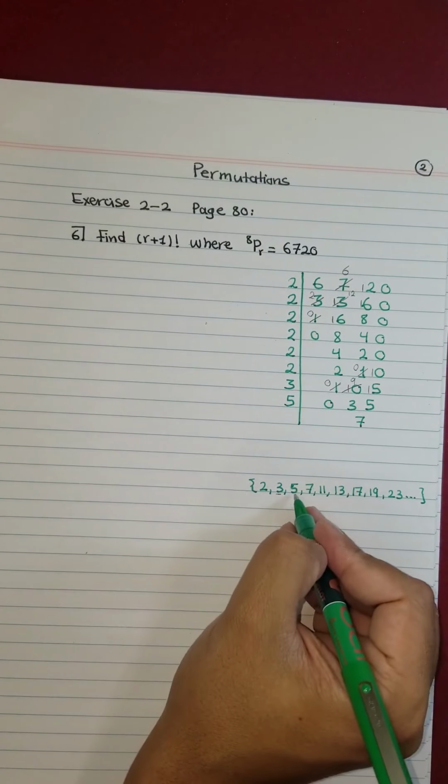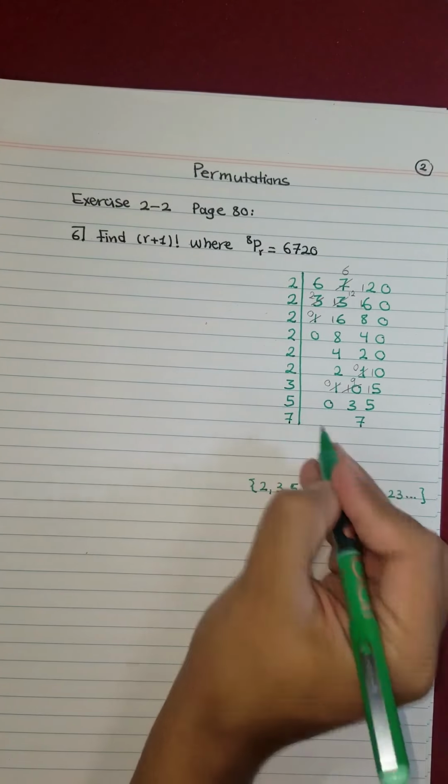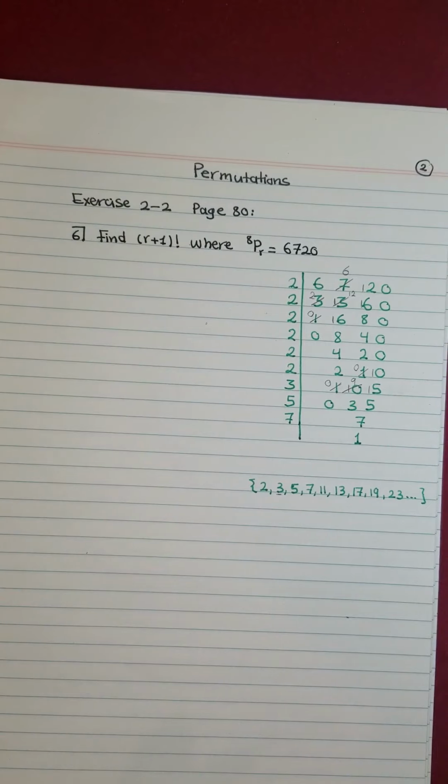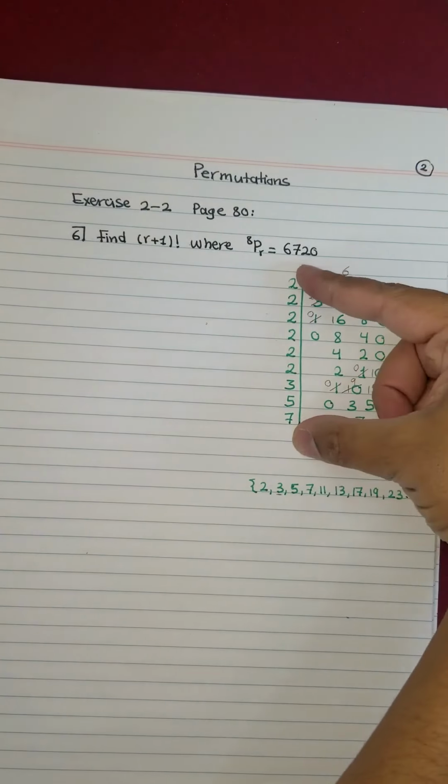7 now can be divided by 7, and the answer is 1. So the answer of this prime factoring is 1. So now, from these prime numbers, we need to get a sequence. And this sequence has to start with 8. So we need an 8 at the beginning.